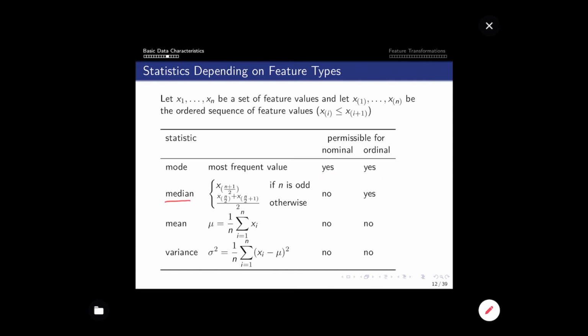Then we have the median, so this is basically the value in the middle of our ordered sequence. The middle is not always an element, right? It's only an element if n is odd. Then we have really one element which is straight in the middle, and this is the element with the index (n+1)/2. Otherwise we just average the two values which are closest to the middle. For nominal data, this doesn't make sense because nominal data doesn't have an order, right? But for ordinal data, this is eligible.